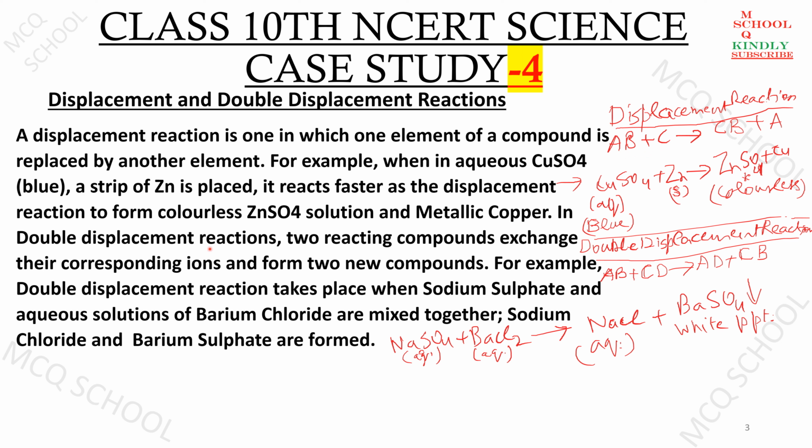In a double displacement reaction, two reacting compounds exchange their corresponding ions and form two new compounds, like in this case AB plus CD forms AD plus CB. For example, a double displacement reaction takes place when sodium sulfate and barium chloride are mixed together. Then sodium chloride and barium sulfate precipitate are formed.